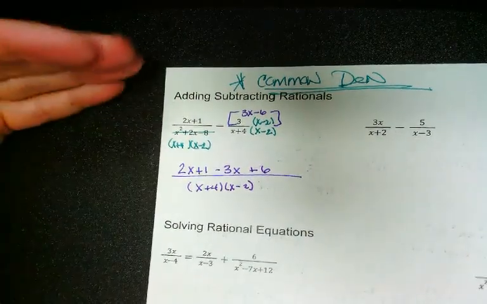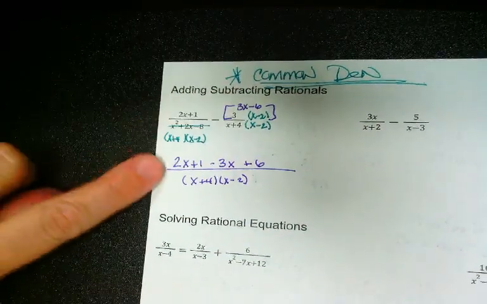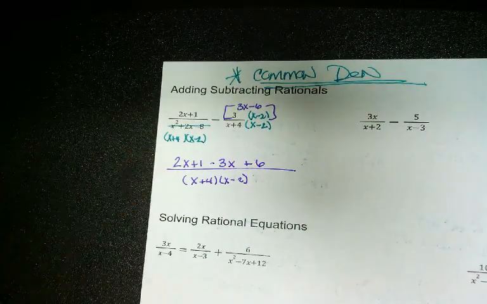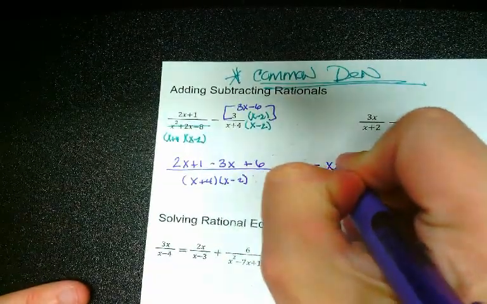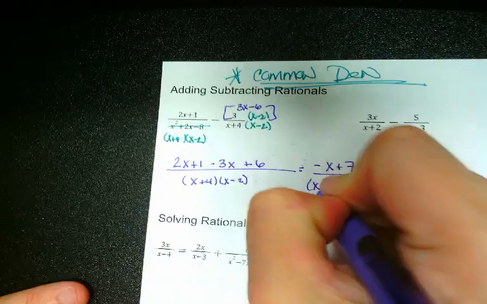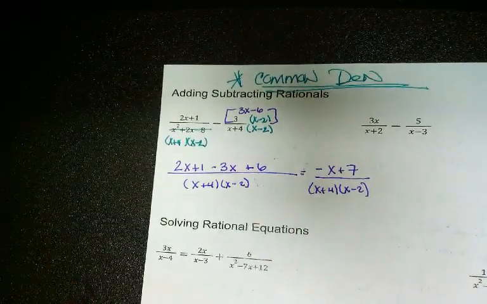Okay, so step 1 was find the least common denominator. Step 2 is write them as common denominators. Step 3 now is to add and subtract the numerator. So if I put my like terms together, I think I get negative x plus 7 over x plus 4 and x minus 2. And there's nothing left to do there.